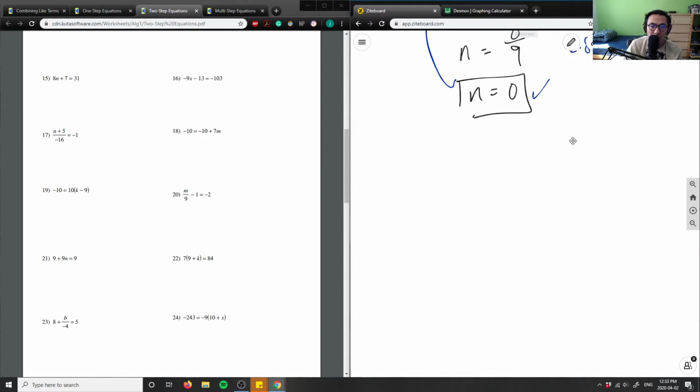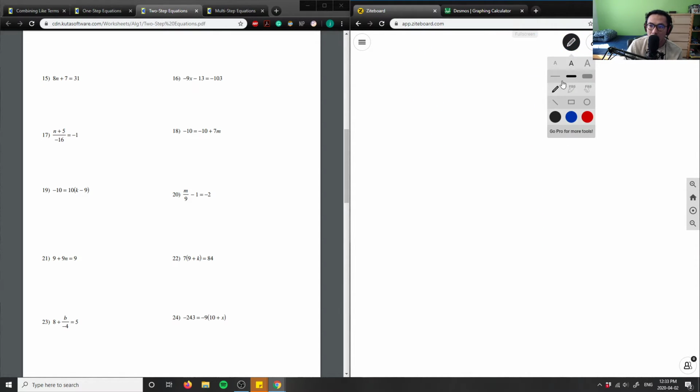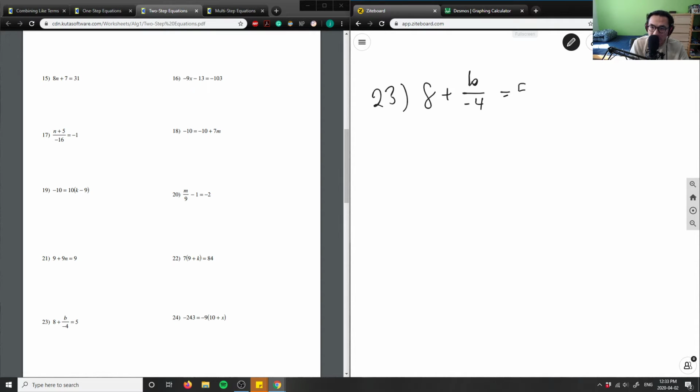And let's do the last one to finish off two-step equations. For this one, I'll give you about 1 minute because I do need a drink of water. So I'll write this down for you, and then we can attempt it at home. So this is 8 plus b divided by negative 4 equals 5.